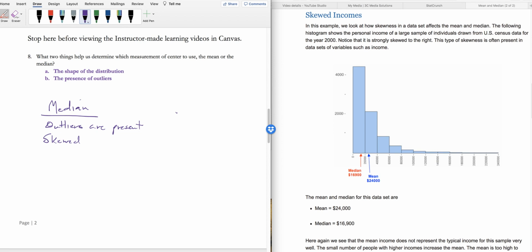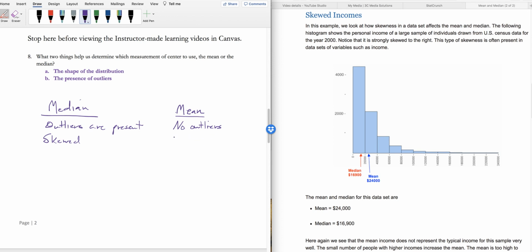That really doesn't leave much for when we would use the mean as our best measure of center. Essentially, there needs to be no outliers and no skewness.